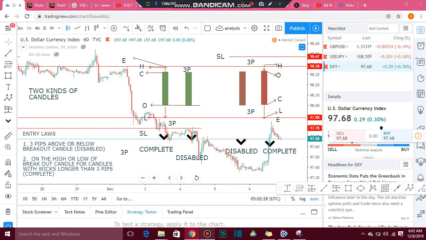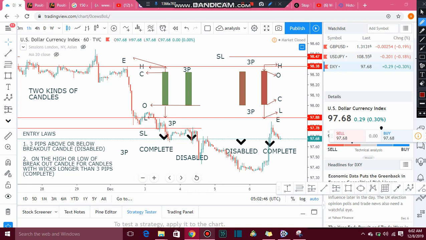So basically we have two laws when it comes to entry. The number one law is that we must enter 3 pips above or below a breakout candle. What does that simply mean?